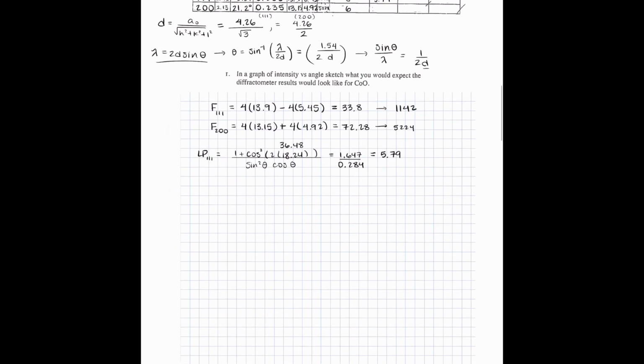Okay, so we do the same thing for the next part, the same process. 42.4, cosine of that, plus 1, gives 1.545, divided by sine squared times cosine, which equals 0.199. That's going to be 7.75.